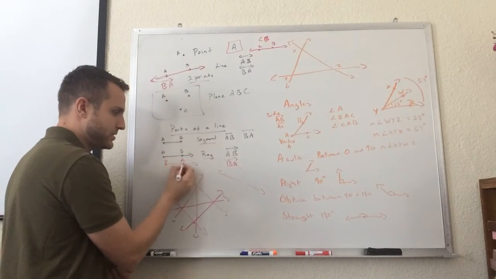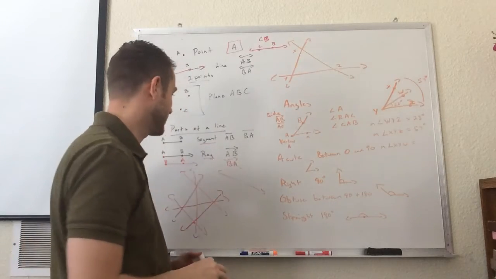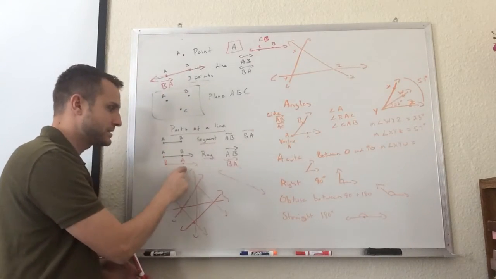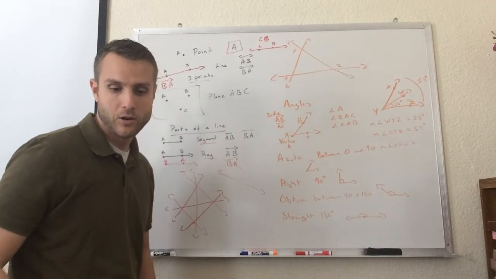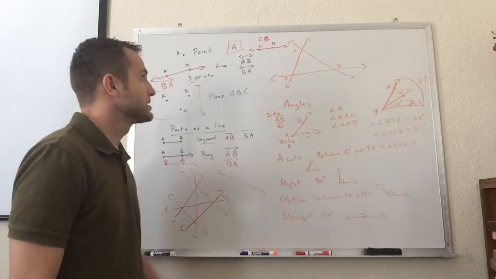So remember, you always have to have the 2 points. In a line or a segment or a ray, you always have to have at least 2 points and then label it correctly. So those are my major figures. So let's look up here.